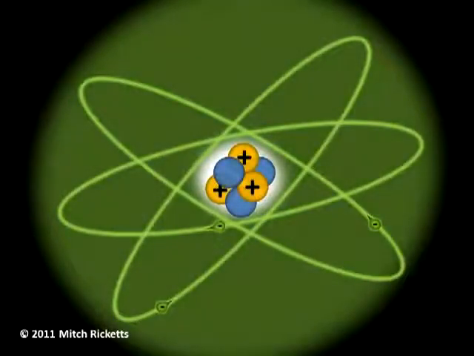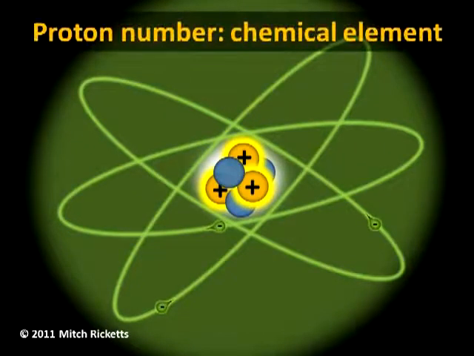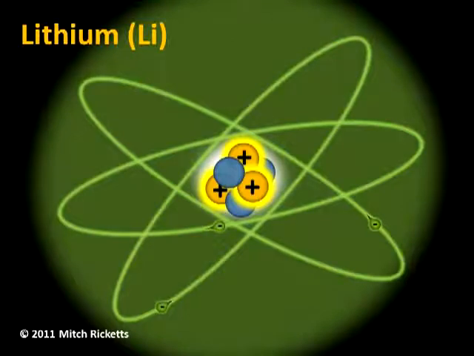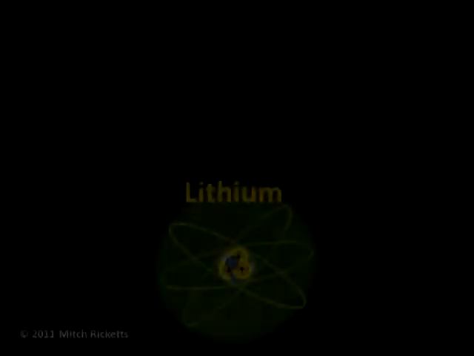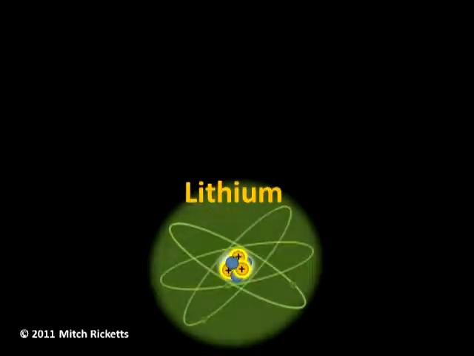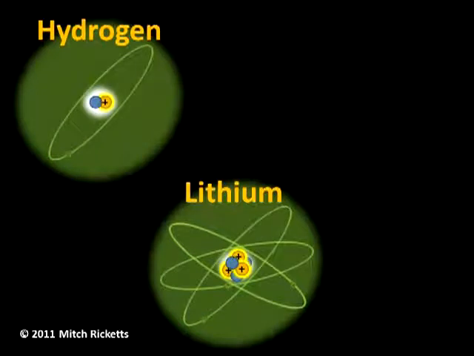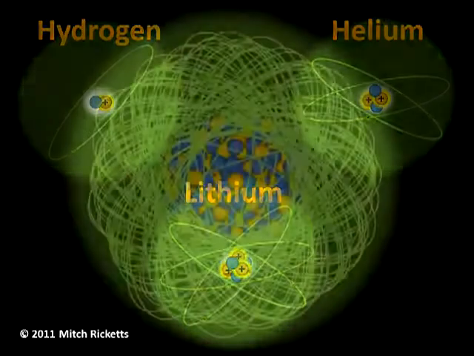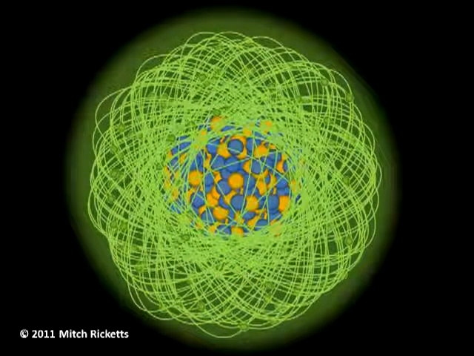Elements are defined by the number of protons in the atom's nucleus. In other words, all atoms of a particular element have the same number of protons. For instance, the element lithium has 3 protons, as shown here. While lithium has 3 protons, hydrogen has just 1 proton in its nucleus. Helium has 2. The heaviest elements have about 100 protons.